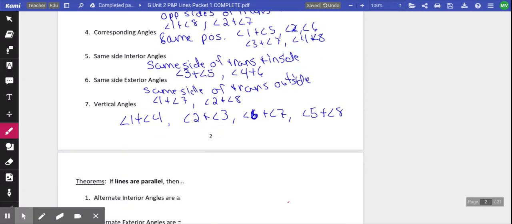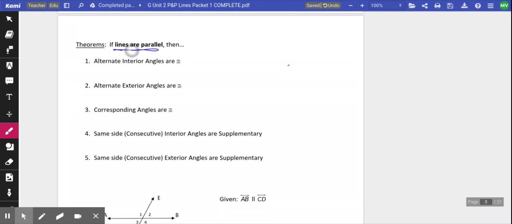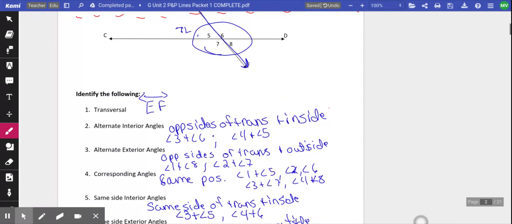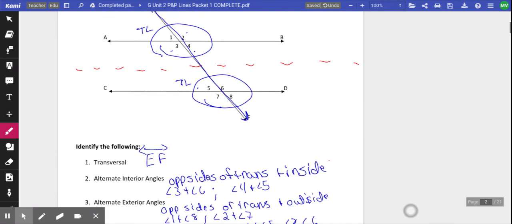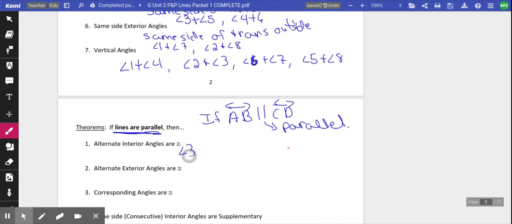So who cares? Why is this important? Well, these are important because these pairs have a special relationship if the lines are parallel. So if AB is parallel to CD, remember my two lines here means parallel, and parallel lines are never going to cross, and cut by a transversal, then my alternate interior angles are congruent. So, for example, a pair of alternate interior angles up here that are congruent if those lines are parallel would be 3 and 6. So 3 is congruent to 6, meaning they're the same measure.